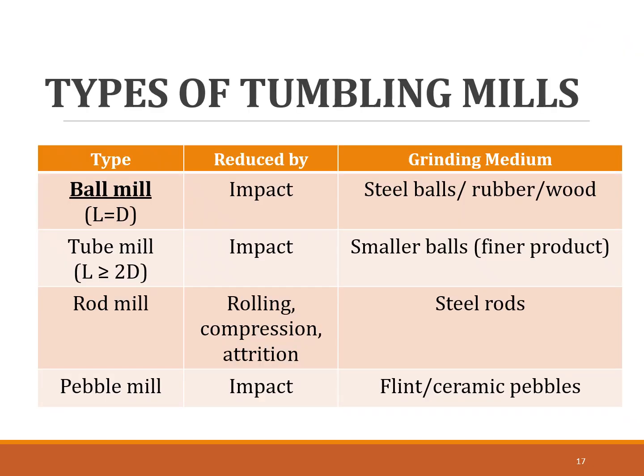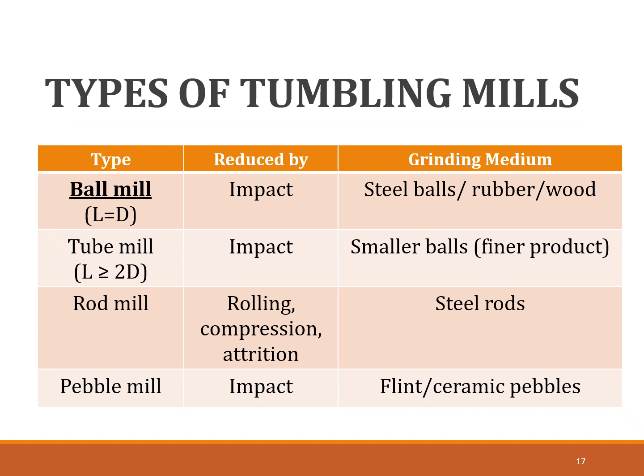Some of the classification of the tumbling mills are: ball mill, where L is equal to D, length is equal to diameter of the cross section. It works by impact, and it has steel balls, rubber or wood balls. Tube mill, where length is greater than 2D. It also works by impact. It has smaller balls and gives finer product.